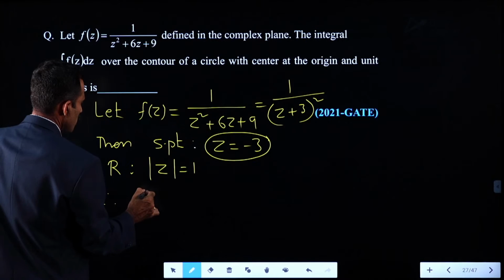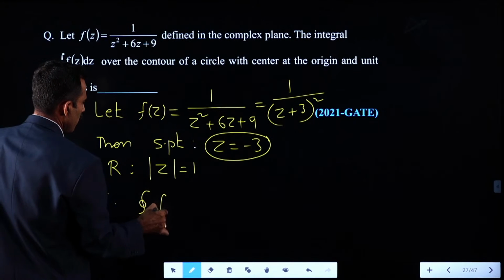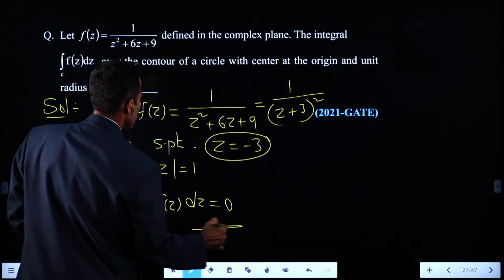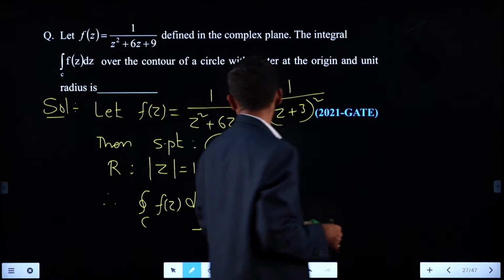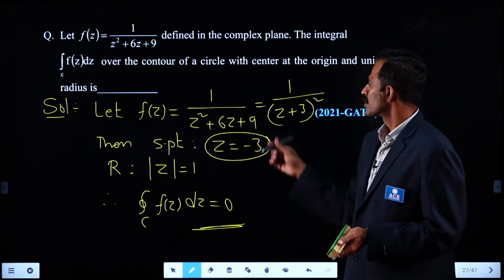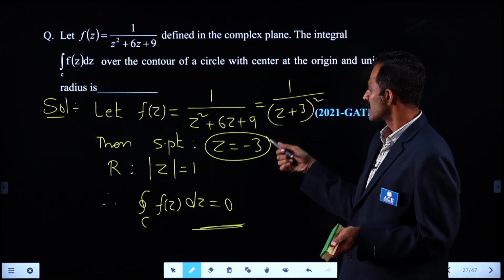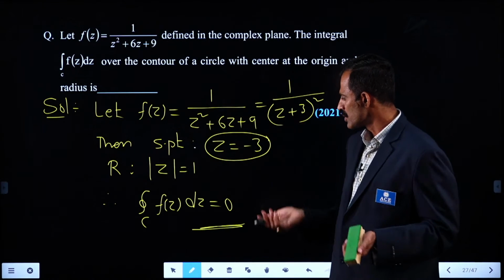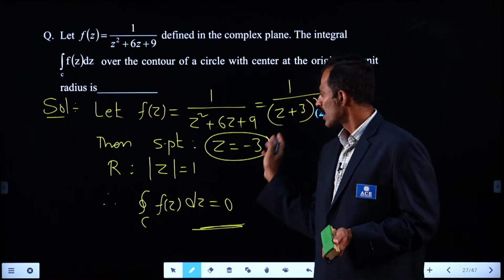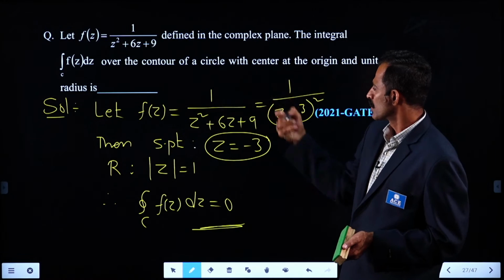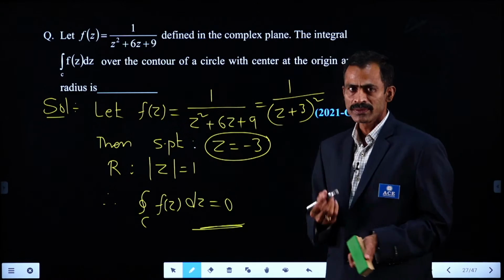Therefore, by Cauchy's theorem, the integral over C of f(z) dz equals 0. According to Cauchy's theorem, we can directly get the integral value like this. Because the function has only one singular point and it is lying outside the region, not inside the region or on the region, by Cauchy's theorem the integral of this function along the closed curve is always 0. It is a numerical answer question and the answer here is 0.